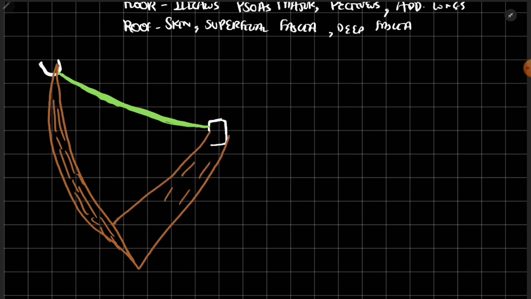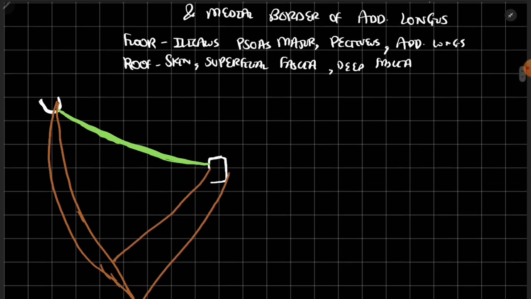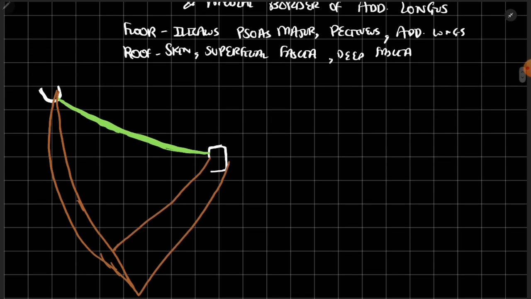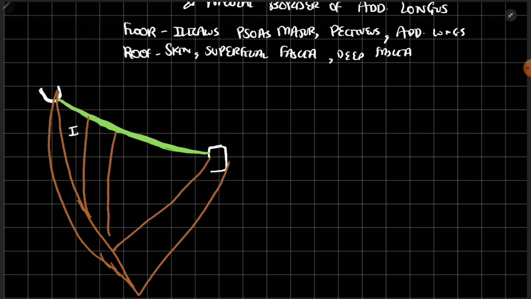Now, to draw the floor, how to draw the floor? Basically the floor consists of iliacus, psoas, pectineus. Sorry, the iliacus and psoas laterally. So iliacus will be like this, so I will name it as I. The psoas will be somewhat like this, so I will name it as PS.